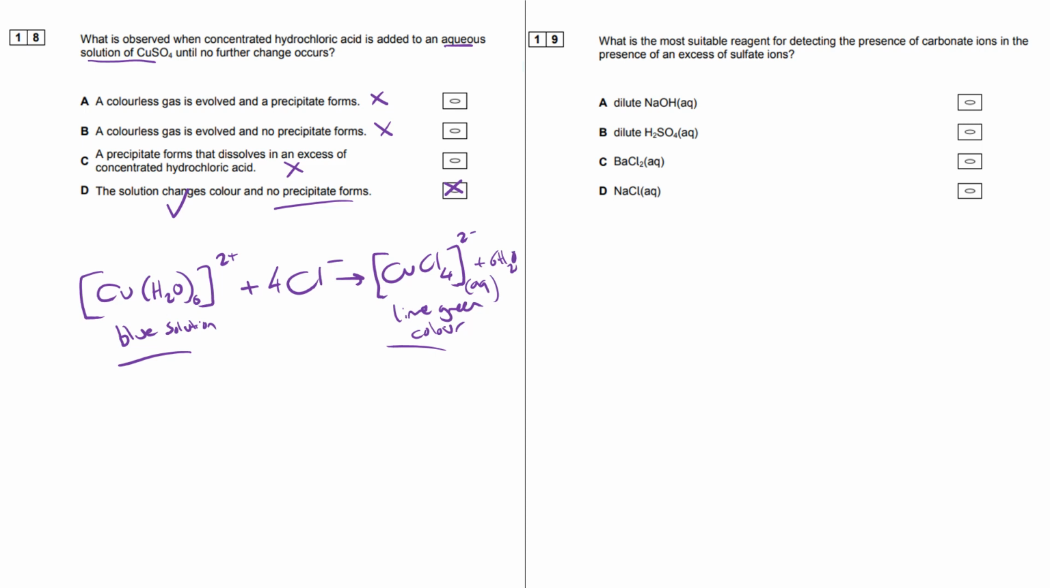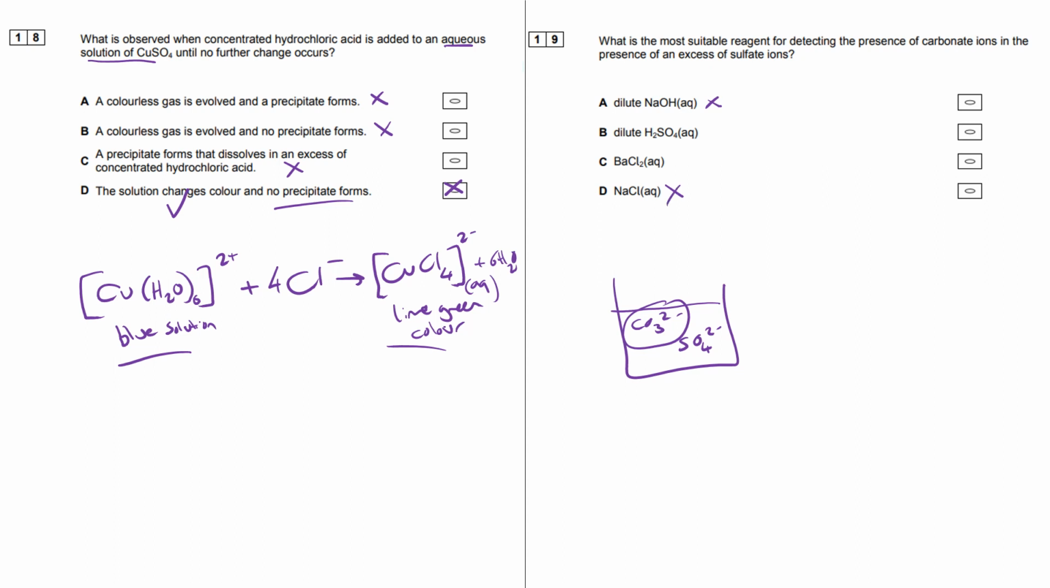Question number 19. What is the most suitable reagent for detecting the presence of carbonate ions in the presence of sulfate ions? So if you've got a mixture containing both carbonate and sulfate, how can you detect the presence of carbonate ions? So adding sodium hydroxide, there would be no overall reaction. Similarly, if you add sodium chloride, there would be no overall reaction.